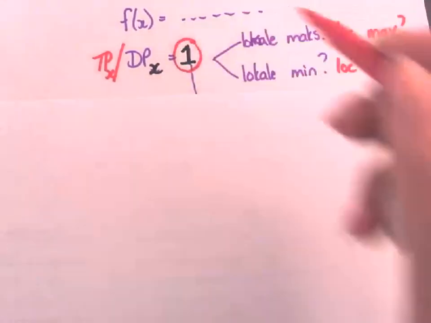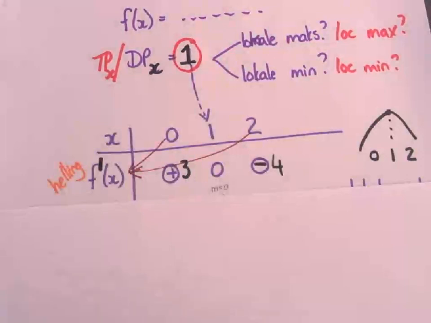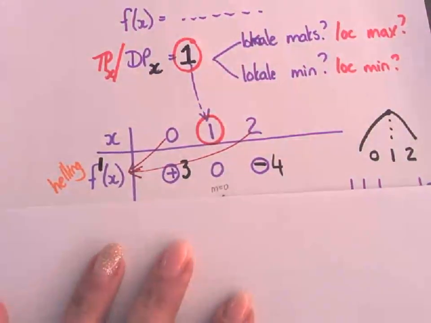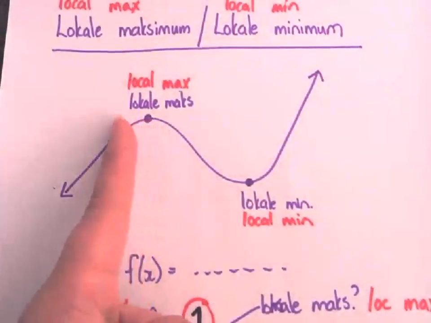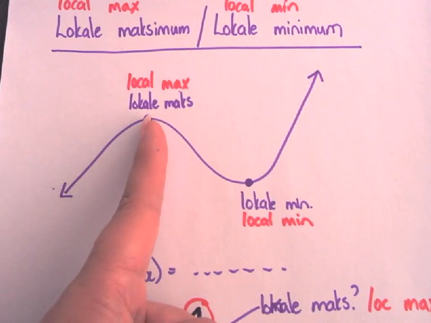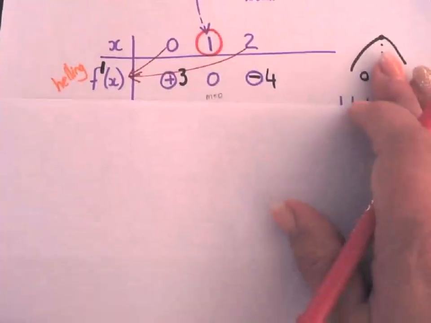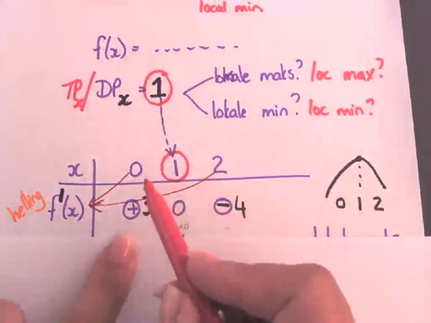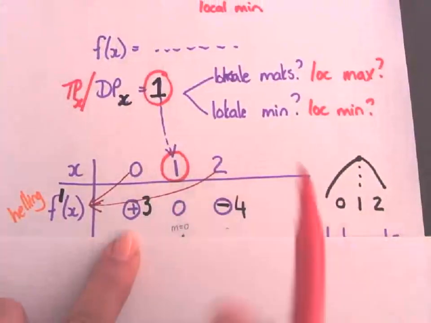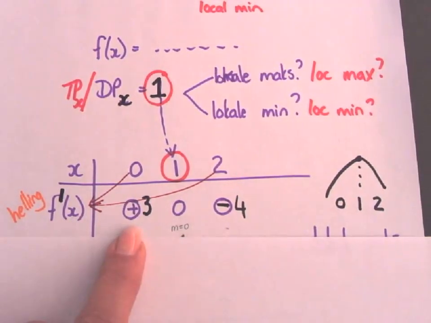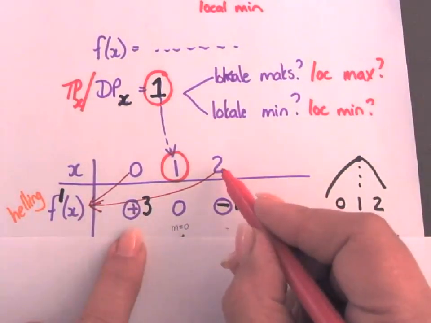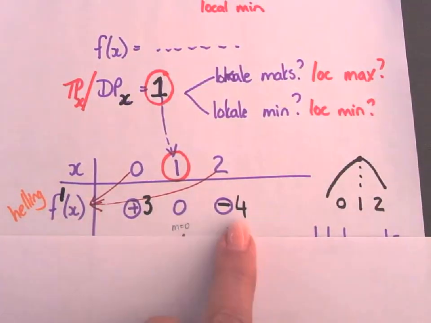Positive. Now, if I tell you the x value is 1, you draw a little table with your 1 in the middle. And then you choose an x value just left of the 1 and just to the right of the 1. So I chose 0 and I chose 2. And if I substitute that into the gradient, you'll get a positive answer. And if you substitute that one into the gradient, you'll get a negative answer.